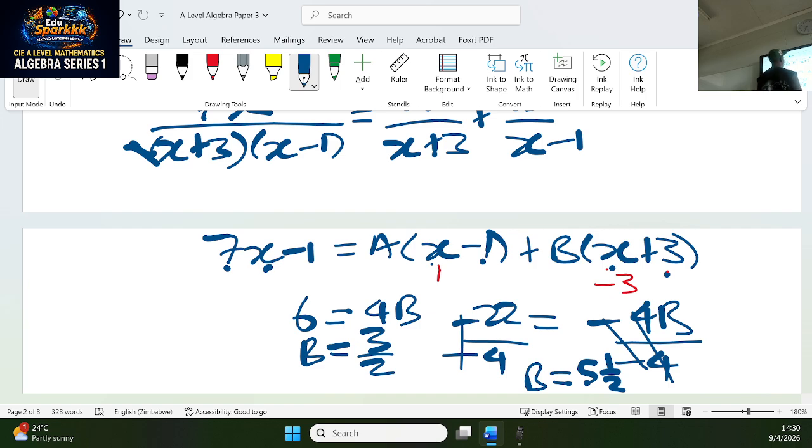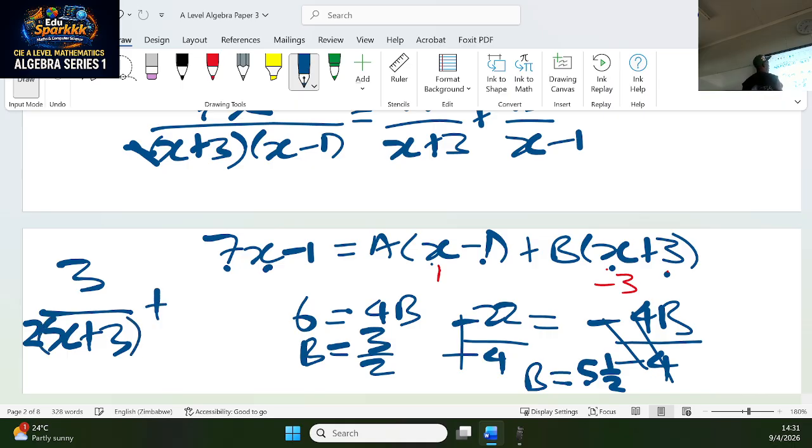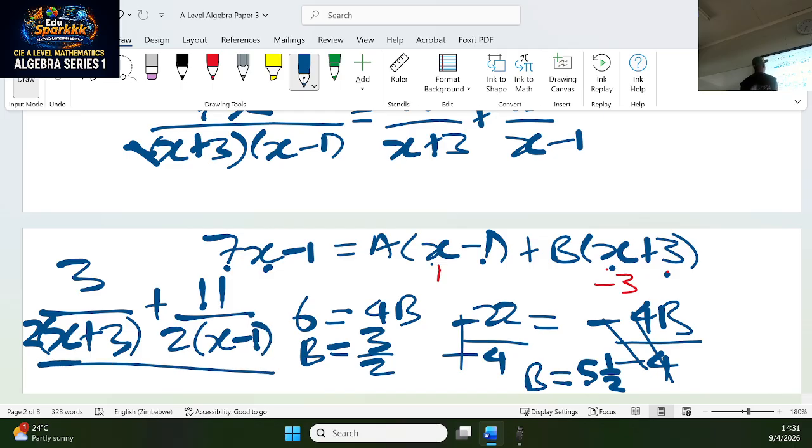So it looks like we're done there. We will now conclude that this fraction in partial form will be equal to a over x plus 3. But what's our a? A is 11 over 2, so we have 11 over 2 times x plus 3, plus b over x minus 1. But we saw that b is 3 over 2, so 3 over 2 into x minus 1. I think this will be the fractions in partial form.